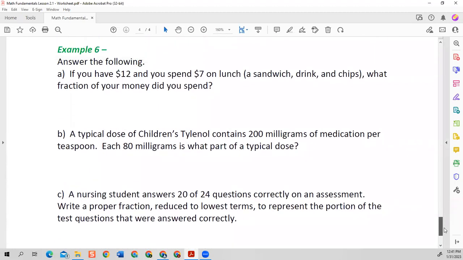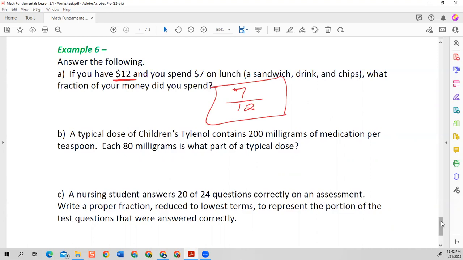And then our last ones. Let's do one of these applications. If you have $12 and you spend $7 on lunch, a sandwich, drink, and chips, what fraction of the money did you spend? Remember, your total is the denominator. So I had $12. I spent 7. So my fraction is 7/12. Okay.